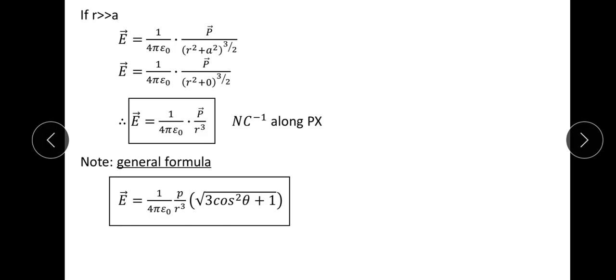Now if the point P is placed along the equatorial line, theta becomes 90 degrees, so cos 90 becomes 0. Therefore this becomes 0. The 0 plus 1 is root 1. Root 1 is 1 again. Therefore E is equal to 1 by 4 pi epsilon naught into p by r cube. So this general formula is used when we have a point P anywhere around the dipole.